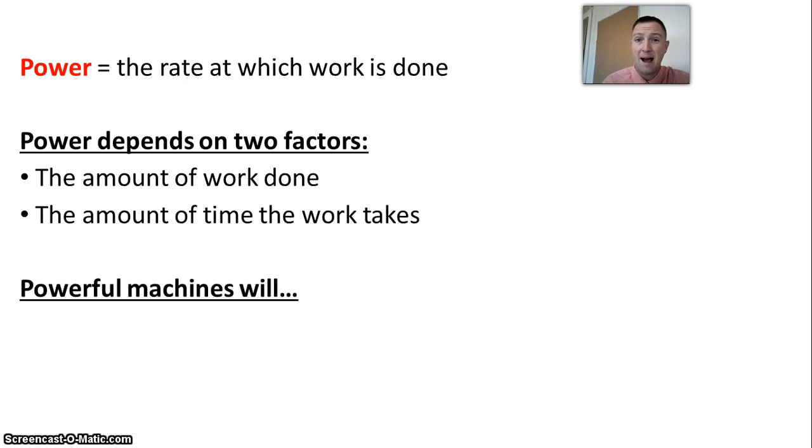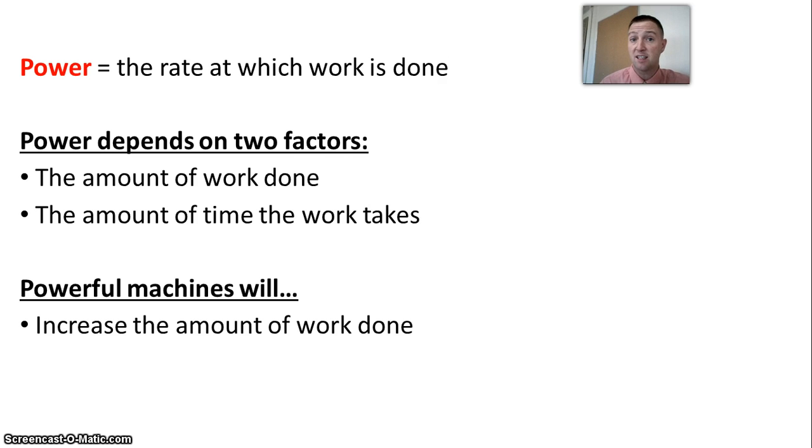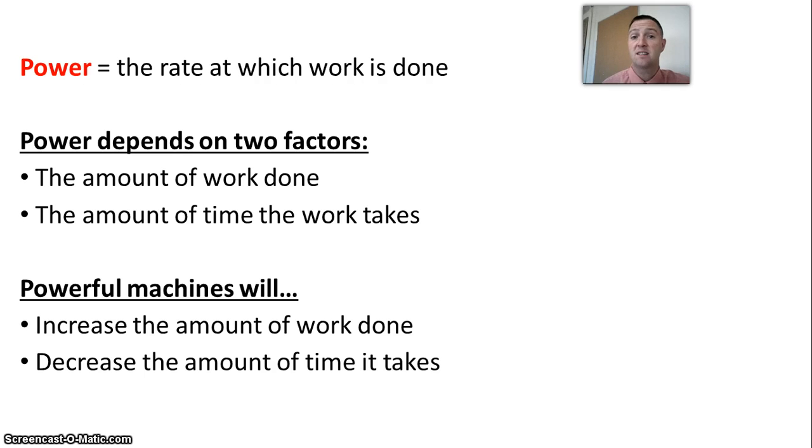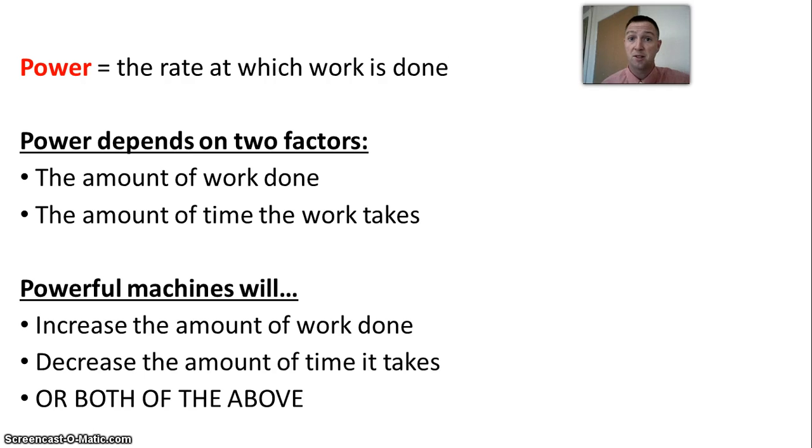So when we talk about powerful machines, what are powerful machines going to do? Well, they have three options. They can either increase the amount of work you can get done, or they can decrease the amount of time it takes to do that work, or they can do both. Those would be the most powerful machines, right? So we need to have a comparison, a measurement of how much work gets done in a standard amount of time. And so therefore we can compare two machines doing two different jobs, right?